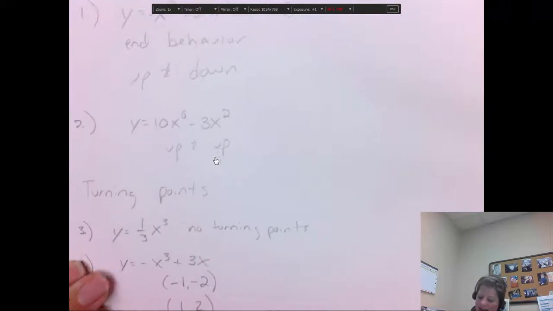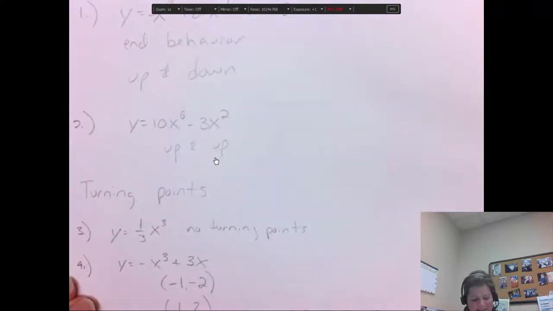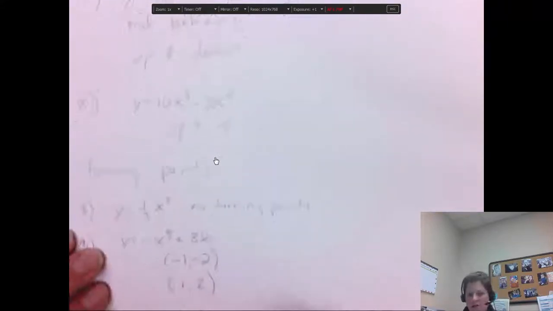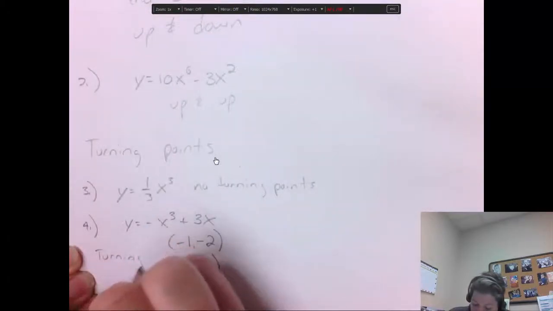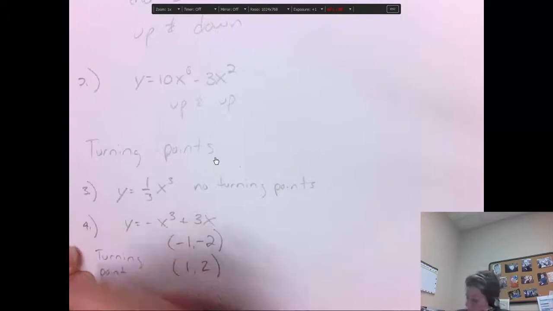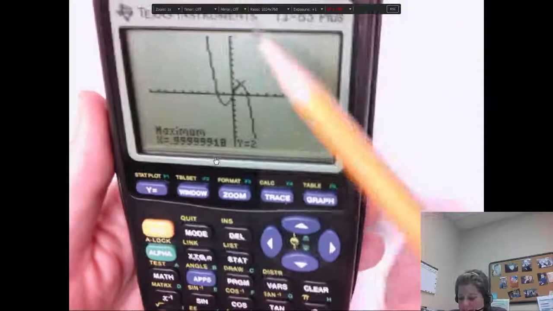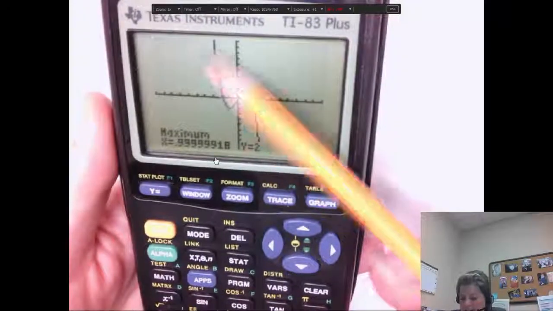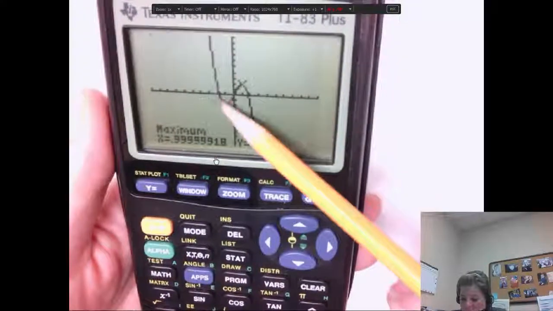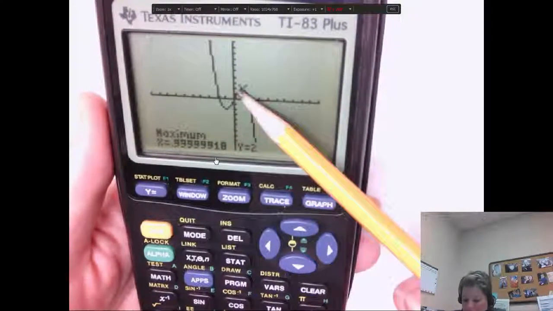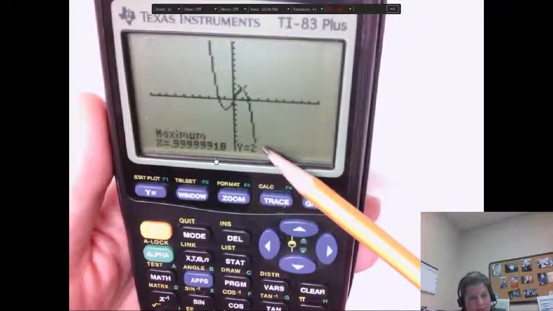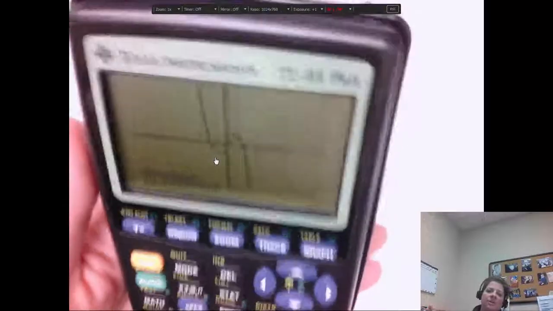And you could decide about increasing and decreasing. The book talks about this a little more. These are our turning points, and we want to know what it does in between. If I look at the graph, I can see here's our turning point. What is it doing up to that turning point? It's decreasing, then it's increasing, and then it's decreasing. So you could see where it's increasing and where it's decreasing.